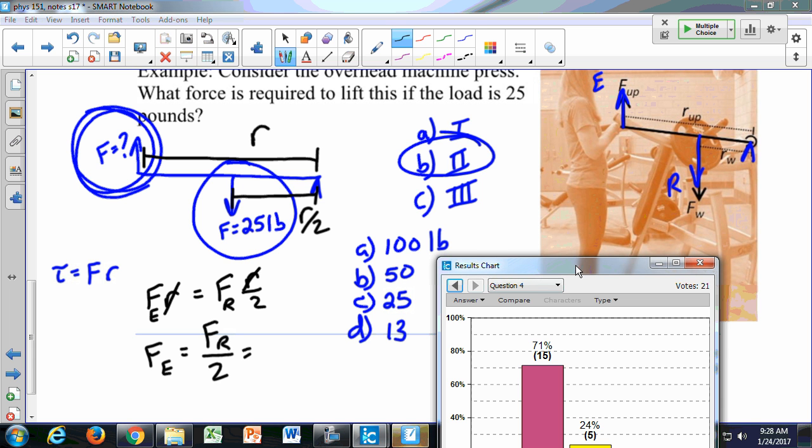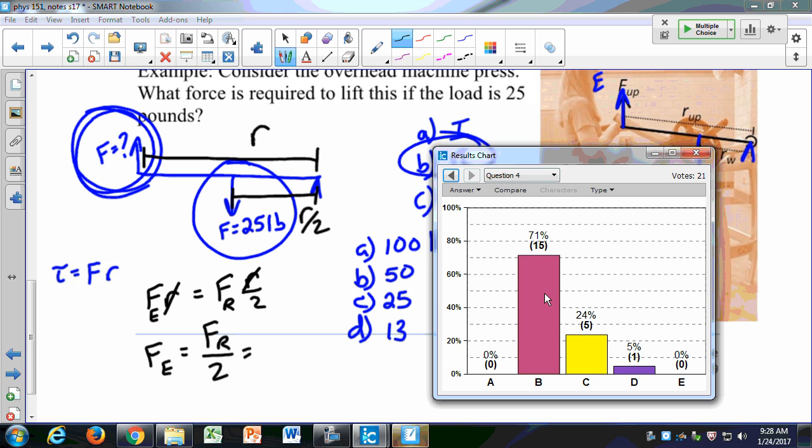So what is the answer? It's not B, as many of you put. It's what? Well, what is the resistance force? It has what weight? 25 pounds. Right, it's going to be 13.